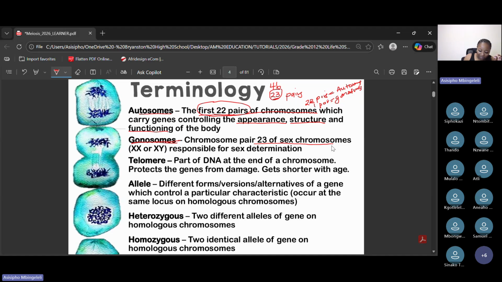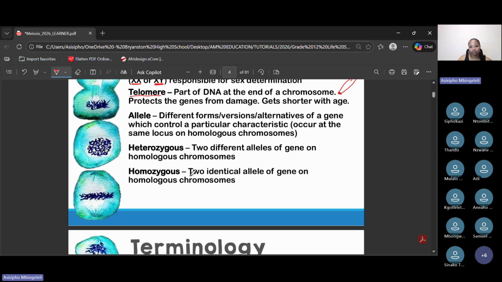Now, when we speak about the female gonosomes, we refer to them as XX chromosomes. So any female here will have the XX chromosome, and the male gonosomes will be XY. And we're going to look in detail about this one, I think, when we get to it. Then telomere, this is the end of a chromosome. It protects the genes from damage. So if this is a chromosome, at the end of a chromosome over here, we're just having a telomere there.